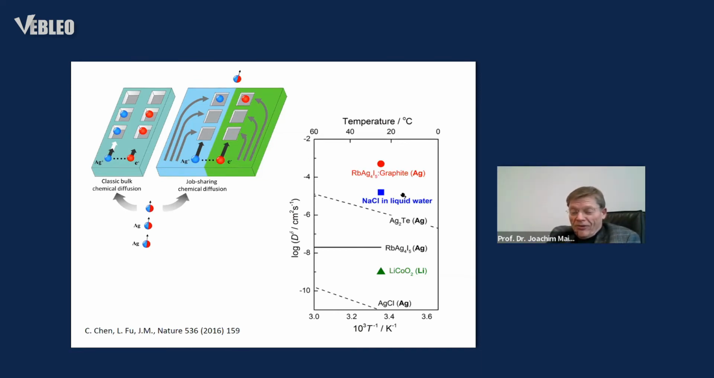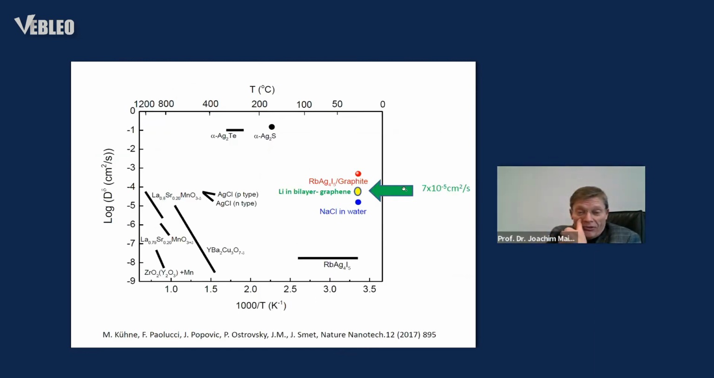The second quickest, we also measured in Stuttgart in a solid state. That was lithium motion in a bilayer of graphene. It's also pretty quick, 7 times 10 to the minus 5. But you see, normal electrode materials, I have not shown them here, maybe lithium cobalt oxide also, they are around here. So there are many, many orders of magnitude less.